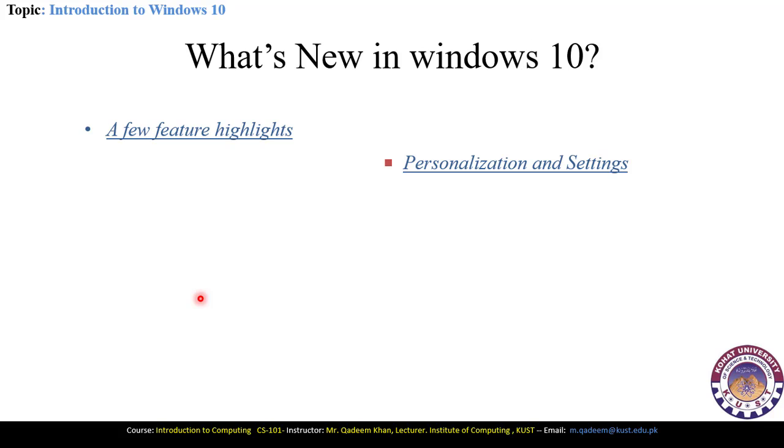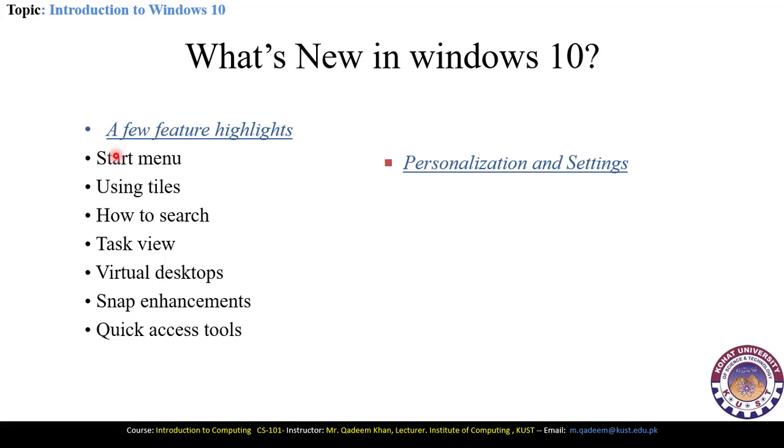Now, what is new in Windows 10? First of all, a few features are highlighted here. It has a new start menus, also using the tiles is in Windows 10. How to search in Windows 10. That is, the searching mechanism is new in Windows 10. Task views is also new in Windows 10. Virtual desktops icons are also in Windows 10. Also, snaps enhancements is also in Windows 10. We also have the quick access tools in Windows 10. We will provide information about all these points in the upcoming topics.